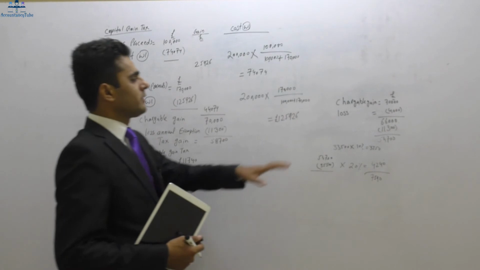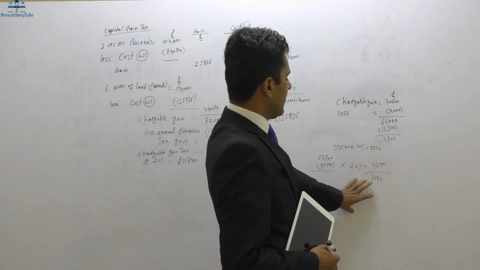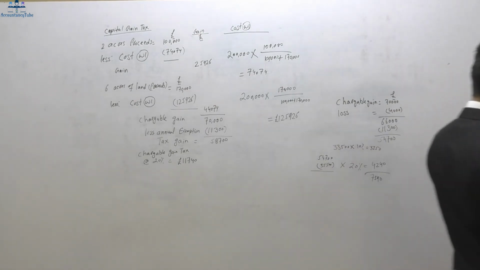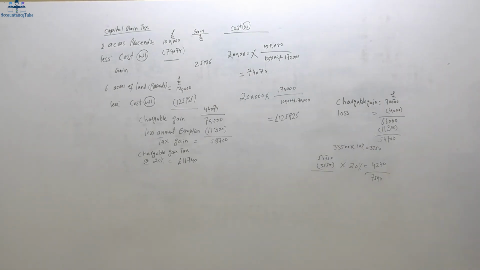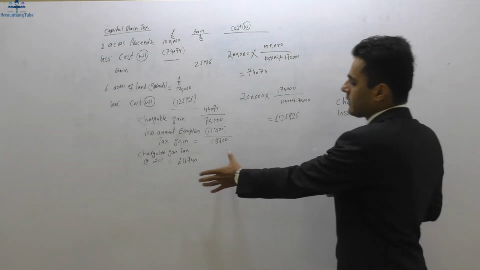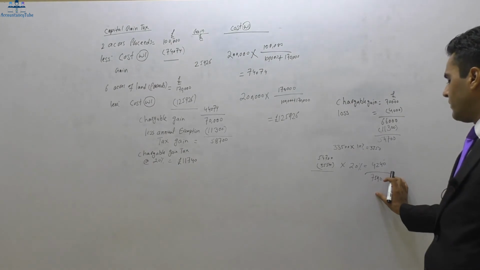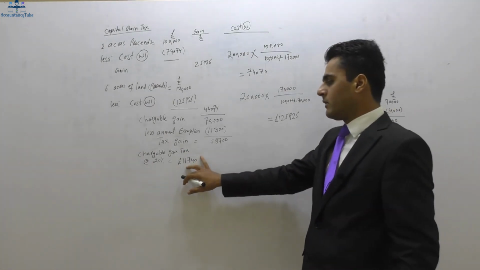So we have set off the loss. If we set off the loss of £4,000, our capital gains tax would be 7,590. Now that is our capital gains tax if we set off the loss. However, if we do not set off the loss, capital gains tax would be 11,740. So whatever the difference is, between 7,590 and 11,740.